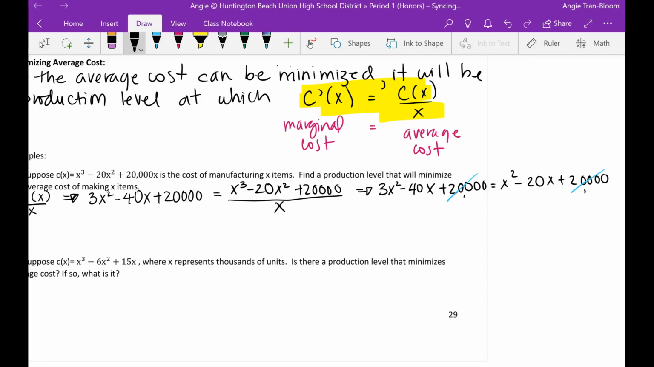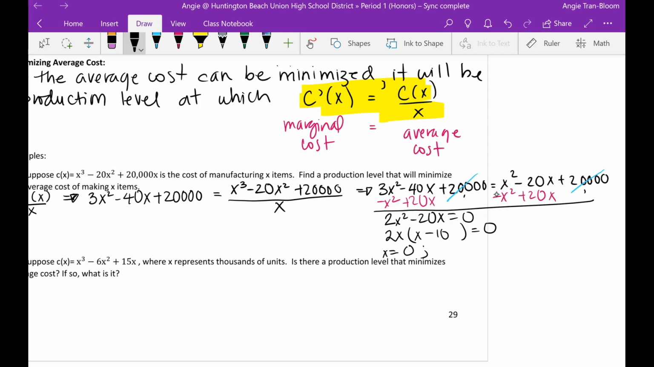I'm going to try to solve for x. I'm going to move this over, minus x squared, and at the same time move this over because I want to set it equal to 0. So with that said, this is now 2x squared minus 20x equals 0. Let's factor out a 2 and then an x. So you are left with x minus 10 equals 0. That means x can be 0 or x can be 10.